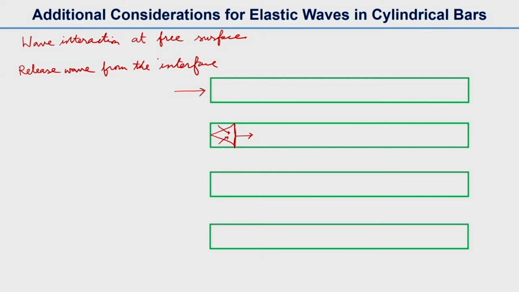So similarly, if we go forward, this wave will show like this, there will be a release wave, and then similarly we have this, the wave will propagate more and more, and these release waves will interact among themselves. So these are the release waves.